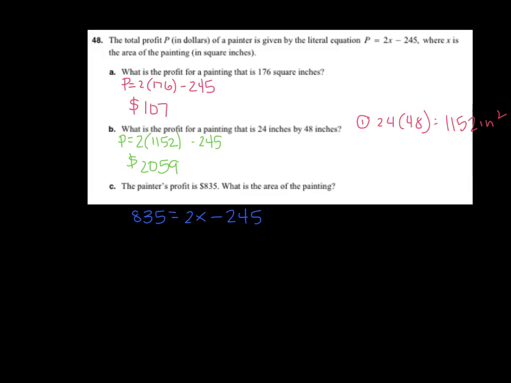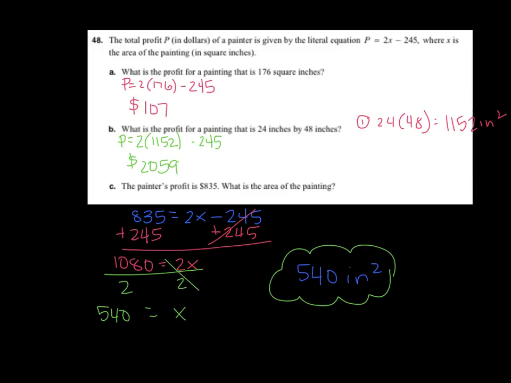for X. So to solve this problem, the first thing that I did was I added 245 to both sides because that was the opposite of minus. Those would cancel, and I got 1,080 equals 2x. Then the opposite of multiplying by 2 was to divide both sides by 2, and I found out that x was 540. Since it is asking me for area, I know that area is going to be in square units, and in this particular problem, x was in square inches. So I know that my answer is 540 square inches.